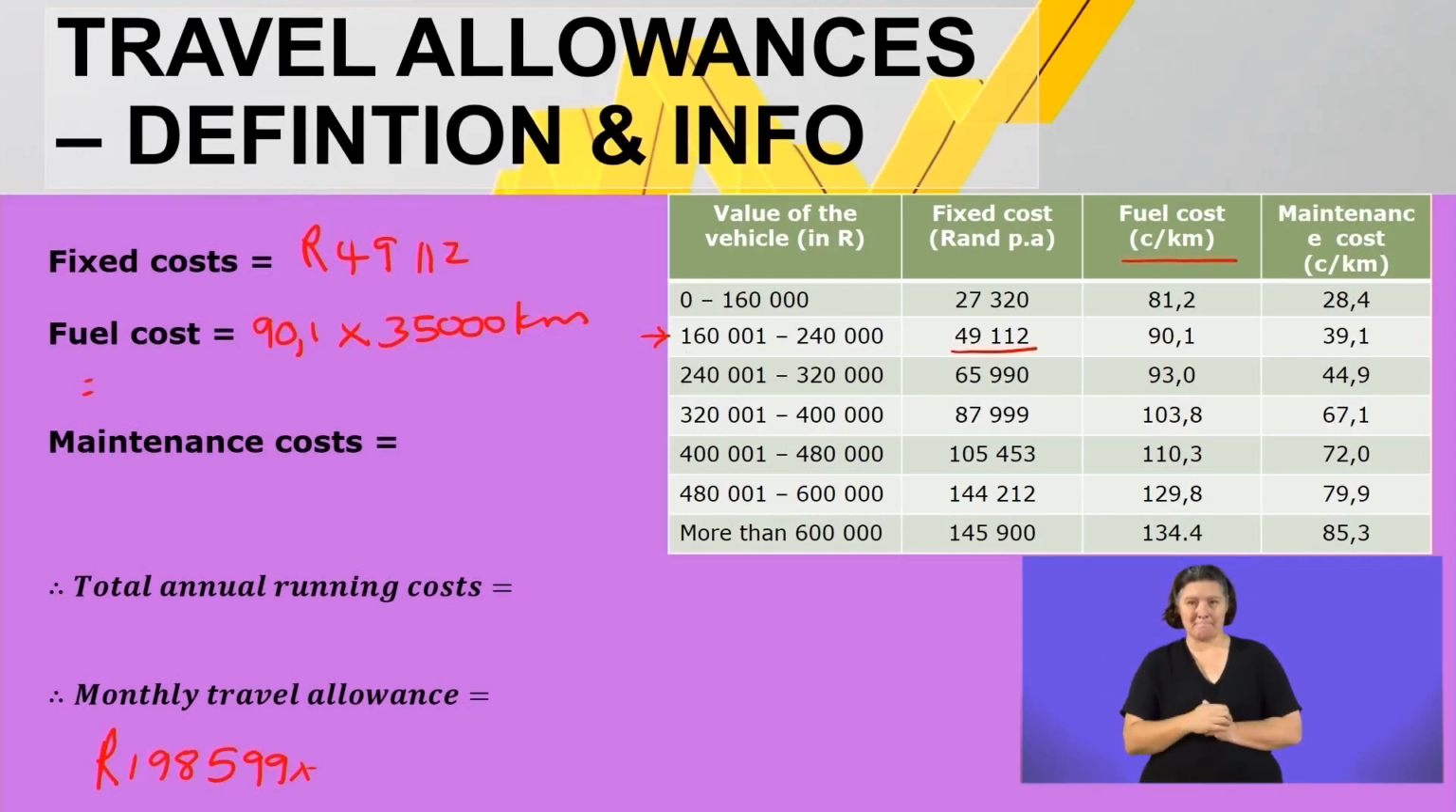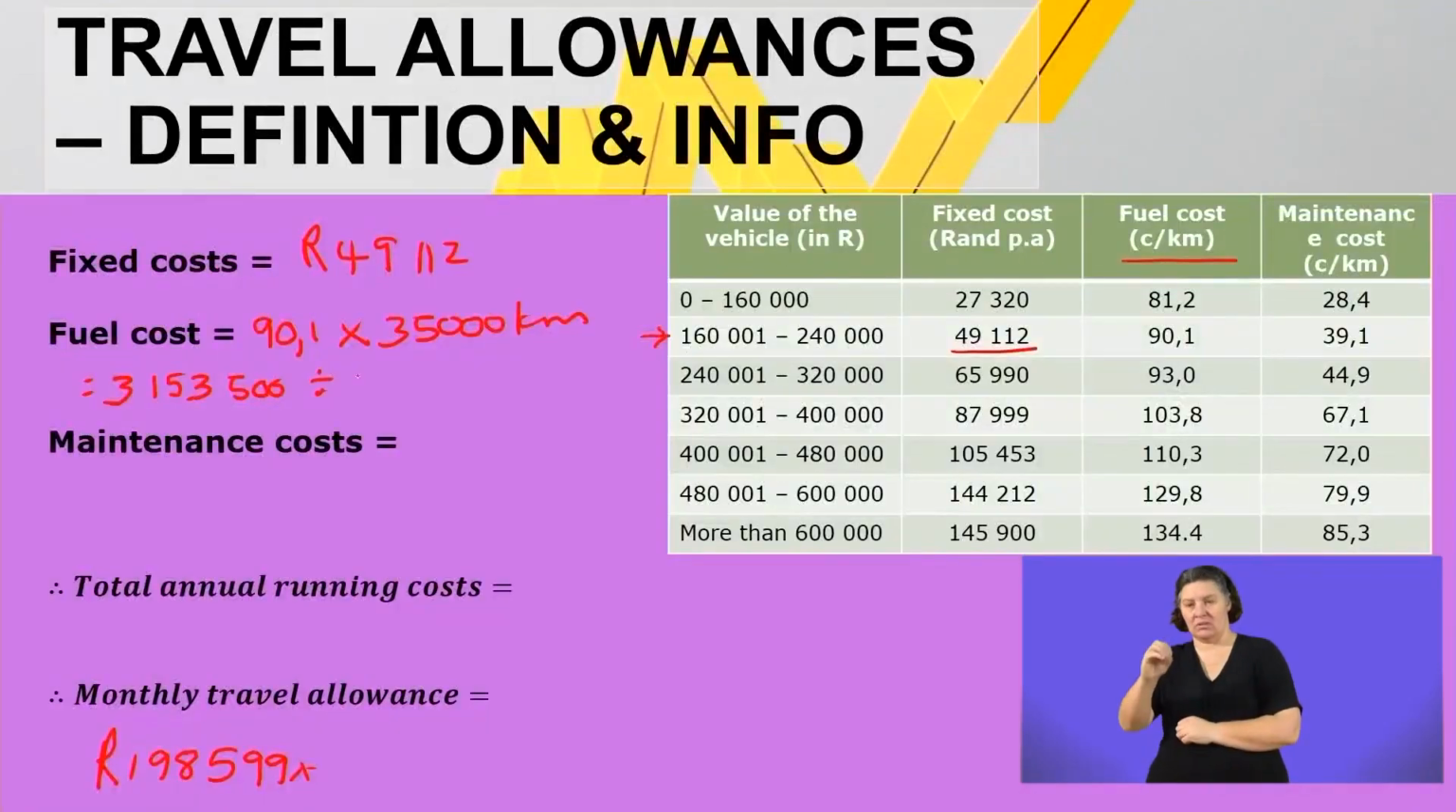So equals 3,153,500 cents. So remember we are working in Rand, so I divide this by 100 to get the value in Rand. So that will give us fuel cost for the year of 31,535 Rand.